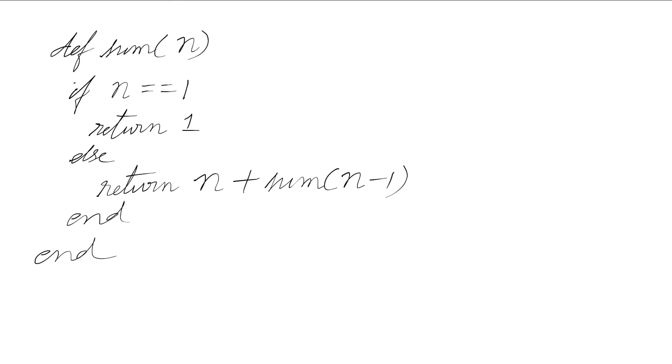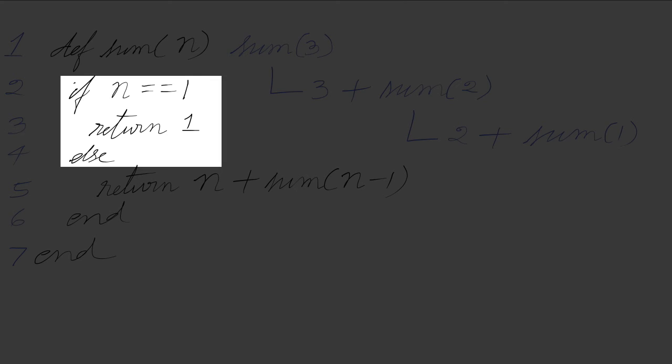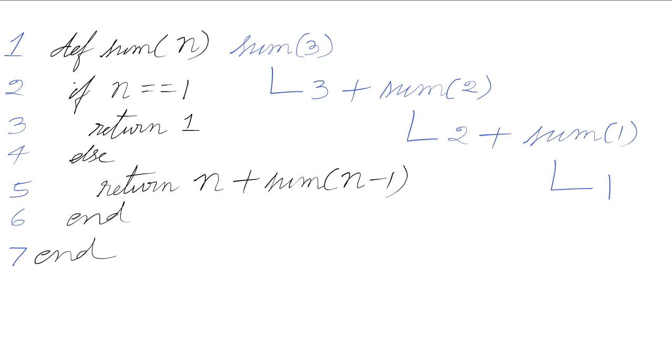Here is the recursive solution. If we call sum with the argument 3, we return 3 plus sum of 2, which returns 2 plus sum of 1. The sum of 1 call hits the base case. This returns 1. Now we can add 2 to the value computed for sum of 1. We can now calculate 3 plus sum of 2, which is 6. This is the result for sum of 3.